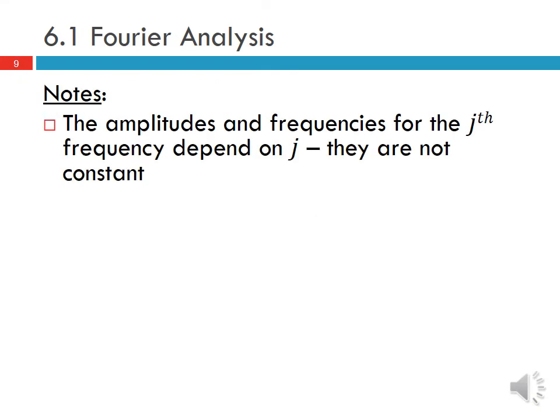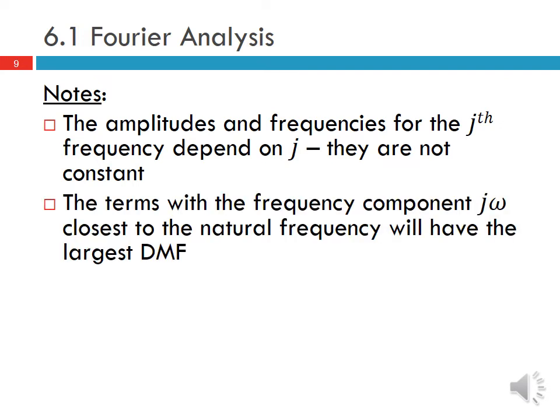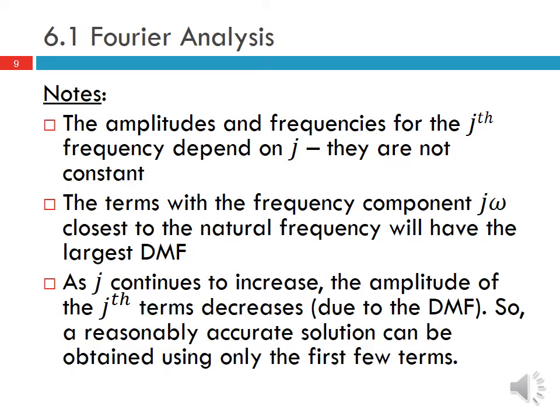So now here are some important notes. We can see that the amplitudes and the phase angles for the jth frequency depend on j, so they're not constant. The terms with the frequency component j omega closest to the natural frequency will have the largest dynamic magnification factor. And as j continues to increase, the amplitude of the jth terms decreases because of the decreased dynamic magnification factor. So a reasonably accurate solution can be obtained using only the first few terms.